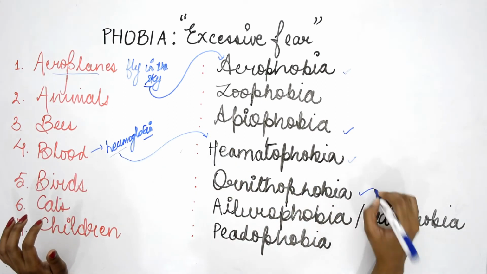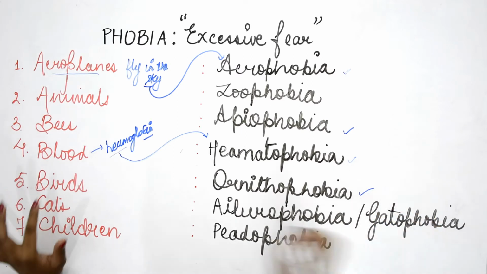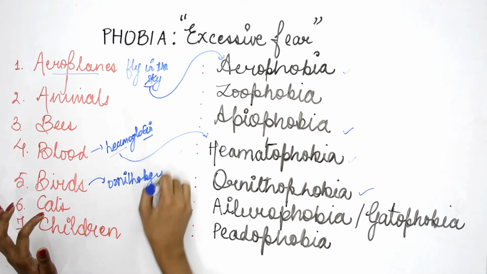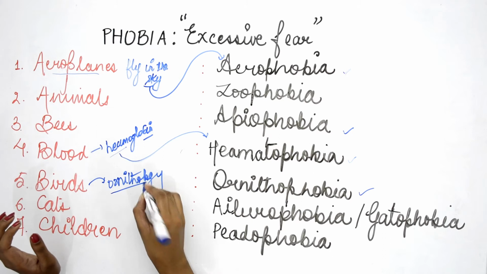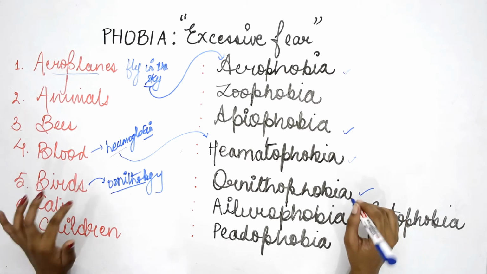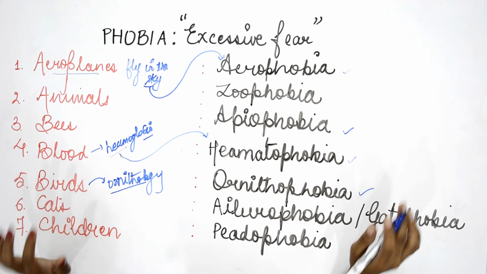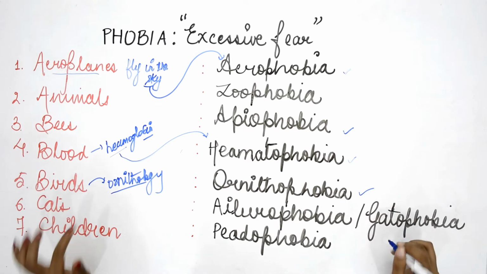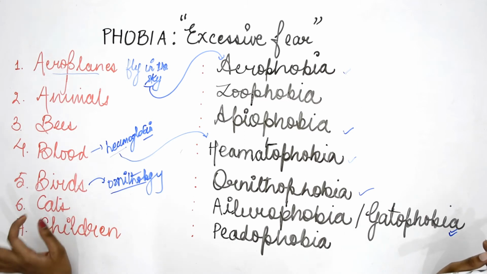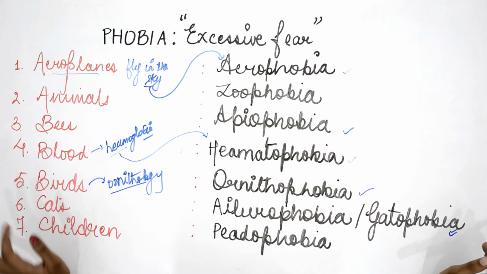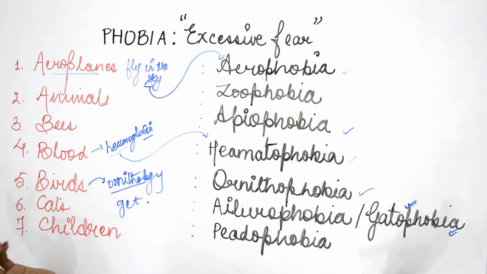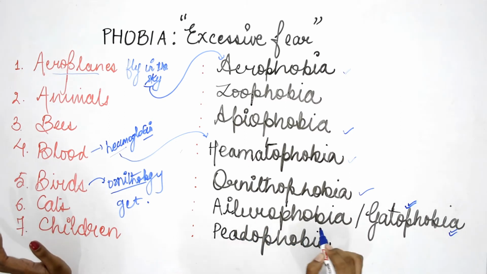The next word is ornithophobia. Now, the study of birds is known as ornithology. Again, we can connect ornithology with ornithophobia. Therefore, the fear of birds is known as ornithophobia. I hope that's clear. The next word is allurophobia or gatophobia. This is very interesting as well. Since cats can be trained to get different objects, therefore we can connect get with gatophobia. The only word now you need to remember is allurophobia.